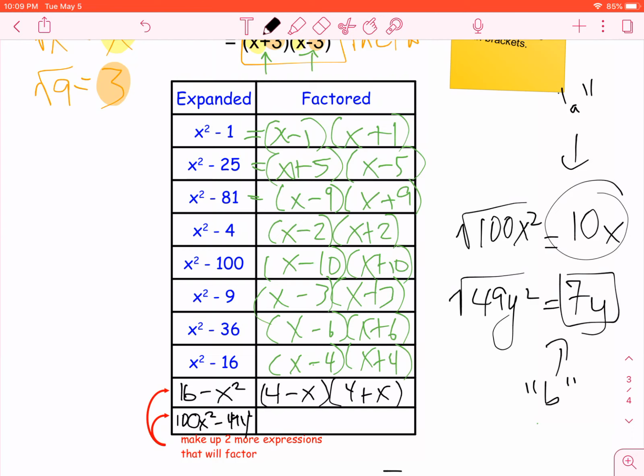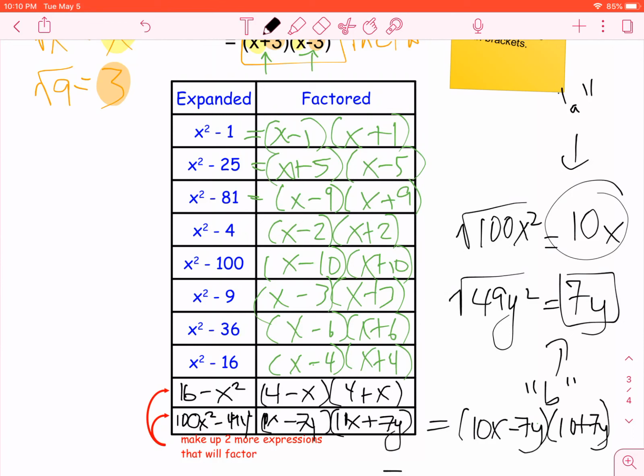So as a factored equation using your difference of squares steps, you would write two binomials, one with a minus, one with a plus. You write your a term, which is 10x, and then your b term, 7y. So what you would have is 10x minus 7y, 10x plus 7y. I'll write it again because I had such a small space and I want to make sure that you see my writing without any issues.